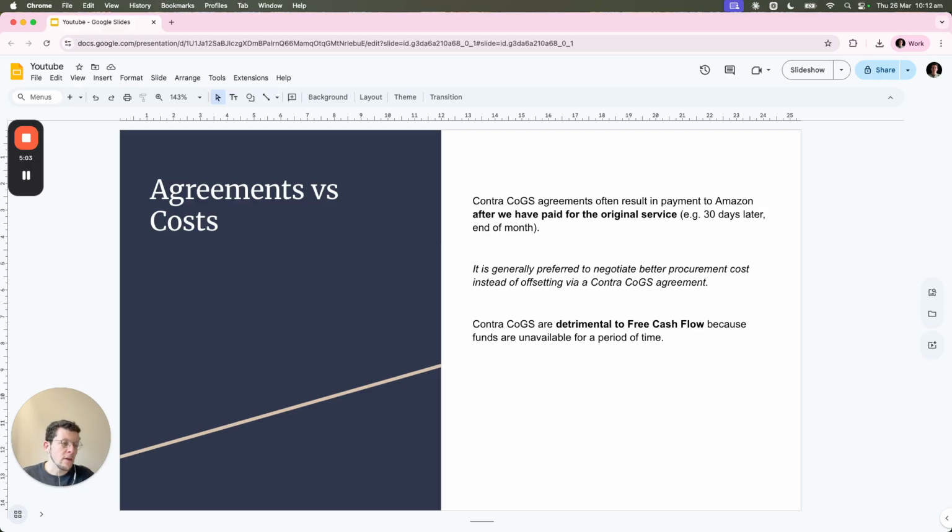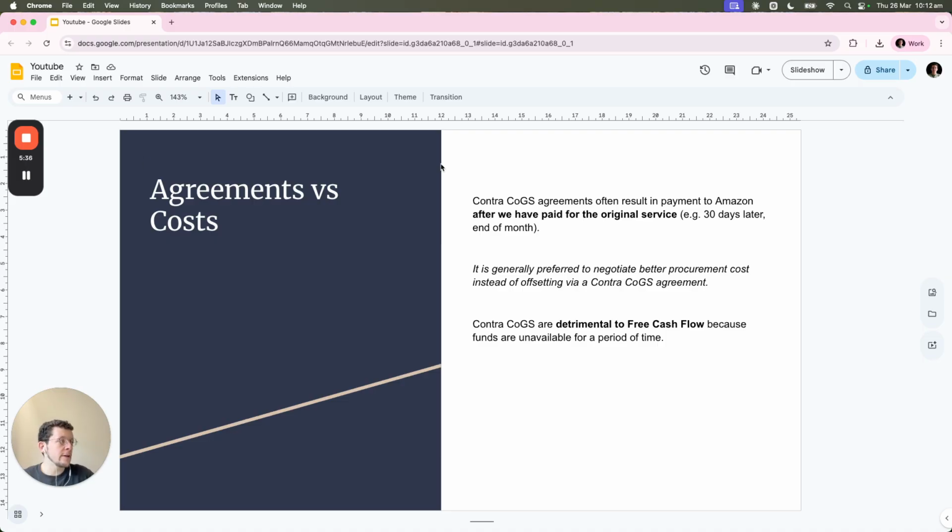There's also guaranteed margin agreements, which you probably shouldn't sign. But the important thing to note is there's kind of two ways that Amazon can make money from you. They can issue a contra COGS agreement, which will claim back whatever amount that agreement stipulates, or you can negotiate different costs, and that way you will invoice them less. They will pay you less upfront.